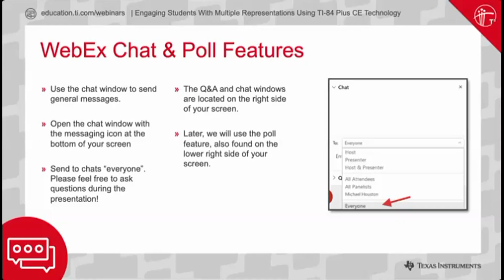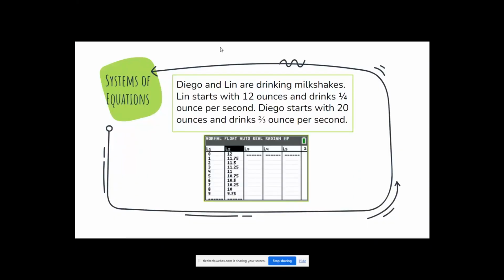So I pulled up another problem that is a very typical 8th grade system problem. Diego and Lynn are drinking milkshakes. Lynn starts with 12 ounces and drinks 1/4 ounce per second. Diego starts with 20 ounces and drinks 2/3 ounce per second.